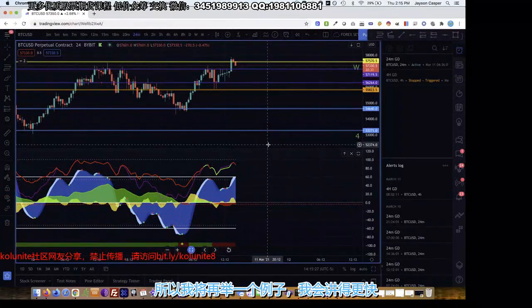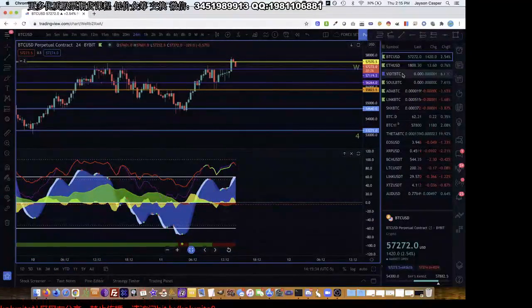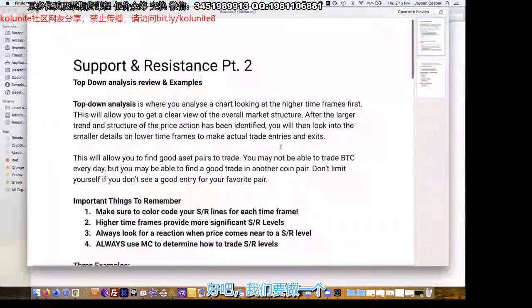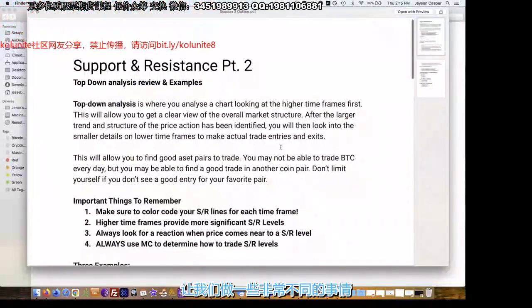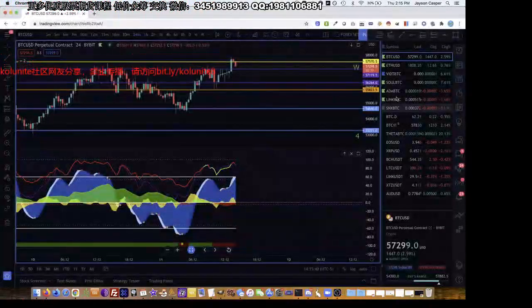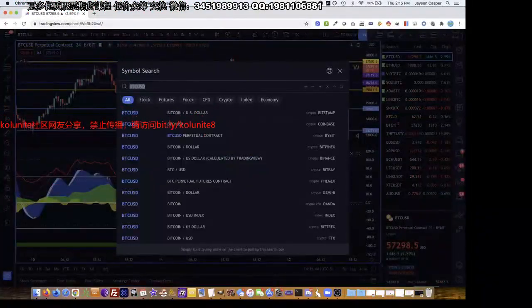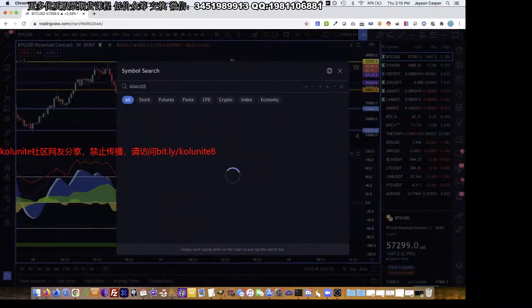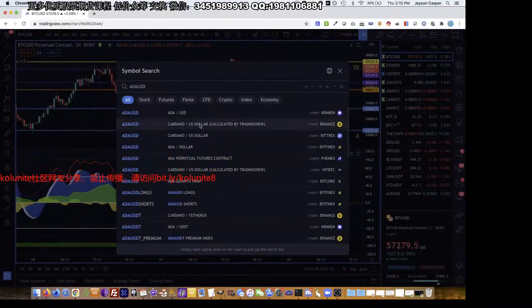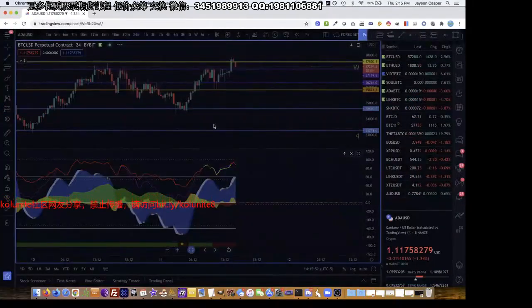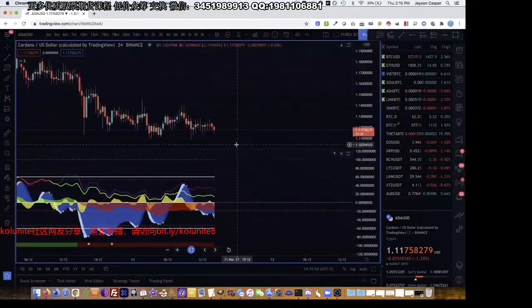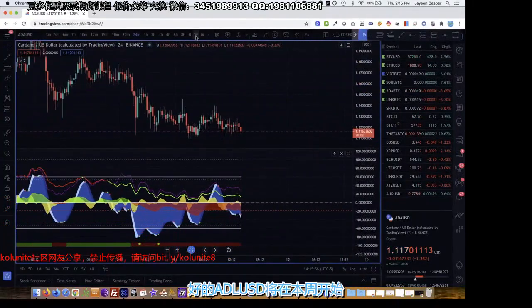So I'm going to go through one more example, and I'm going to go much quicker. Let's do another chart. Okay? We're going to do one more chart. Let's do something very different. Why don't we do Cardano? We'll do ADA USD, and we'll do Binance. We'll start in the week.